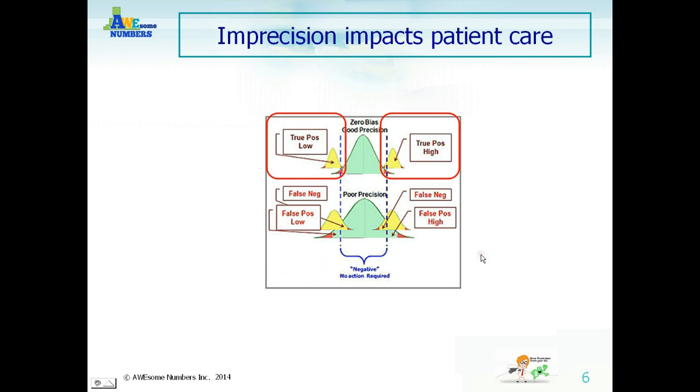A similar thing happens if the imprecision of your method increases, if the standard deviation increases. Now you're going to see a greater overlap. You'll get more false negatives and more false positives at both ends of the spectrum.